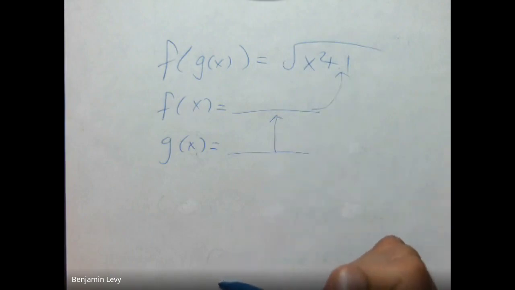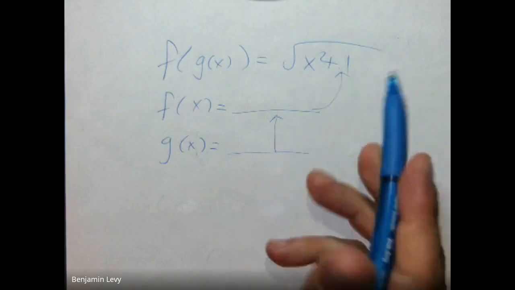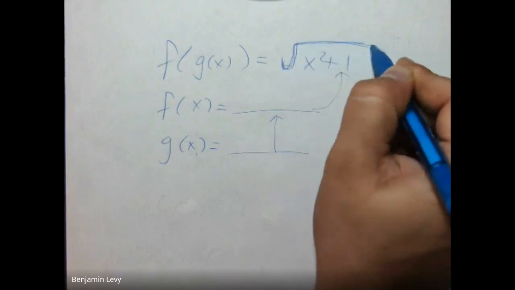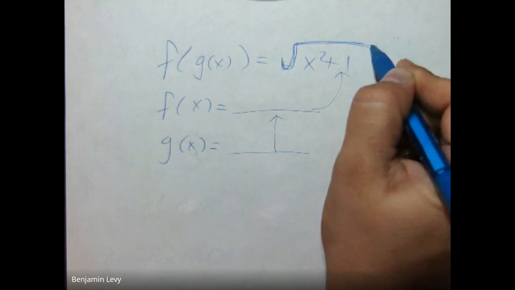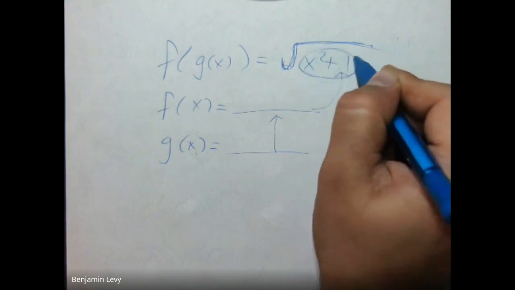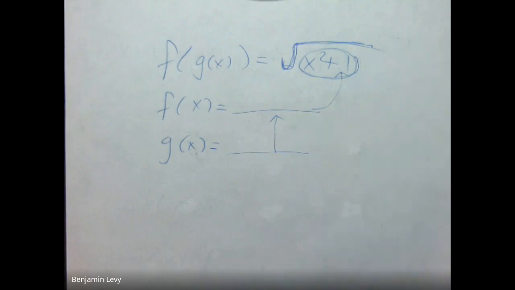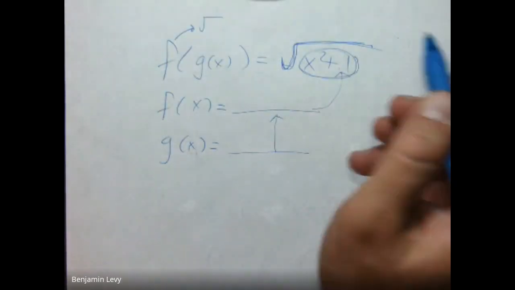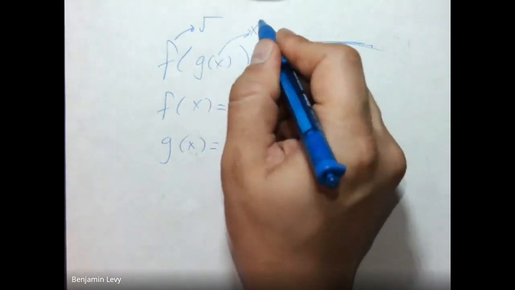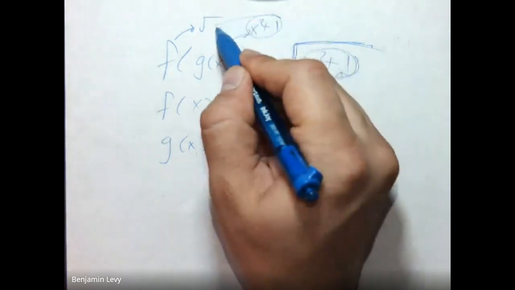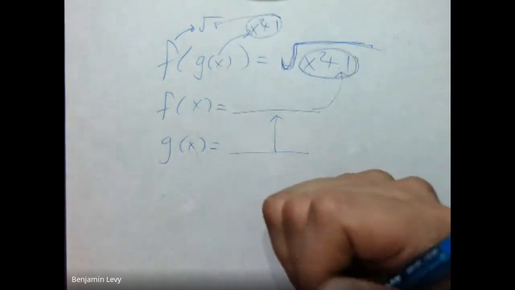And so we think about what the outside function looks like. There's a square root here. That's sort of the outermost thing. And then what's on the inside of it? The inside of it is the x squared plus 1. So when I'm looking at the outside and the inside, it makes me think that the f has got to have a square root. And then what goes inside of it is going to be the x squared plus 1. If I take this, put it in there, I would get the original.